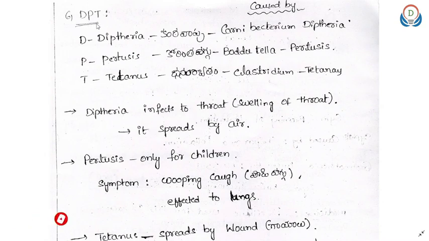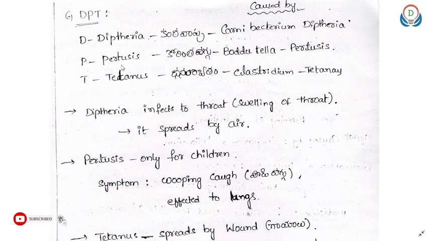DPT is nothing but: D is for diphtheria, P is for pertussis, which I called paralysis, and T is for tetanus. Diphtheria is an infection caused by a bacterium, Corynebacterium.